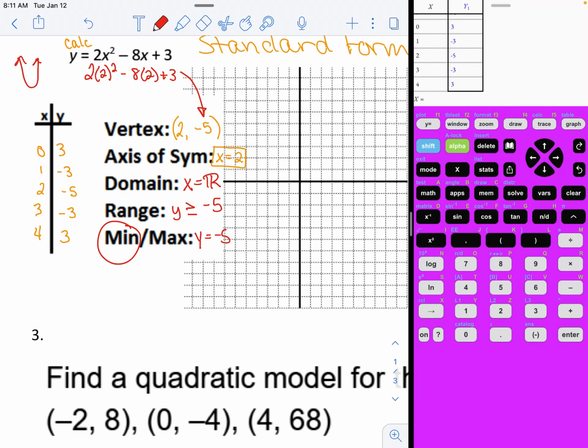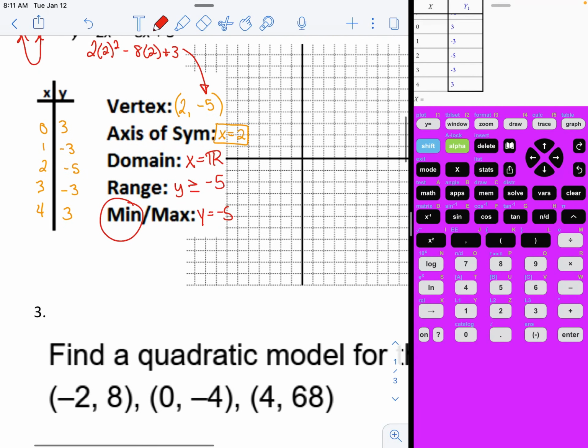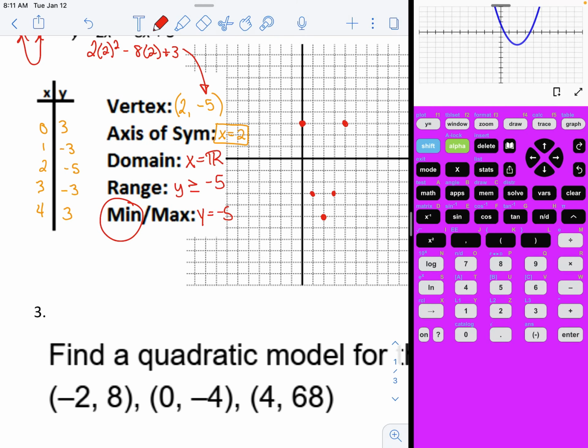From here on out, it's just a matter of plotting my points: 0, 3, 1 and -3, 2 and, whoops, I did -1, didn't I? There you go. 2 and -5, 3 and -3, and 4 and 3. And you can just check it with the graph. It does look pretty good.